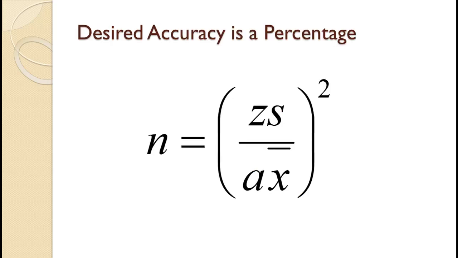The slide shows the formula to use when the desired accuracy of the estimate is stated as a percentage. N is the required sample size. Z is the normal standard deviations needed for the desired confidence. S is an estimate of the sample standard deviation. A is the desired accuracy percentage, and X bar is an estimate of the sample mean. The resulting value of N is always rounded up.